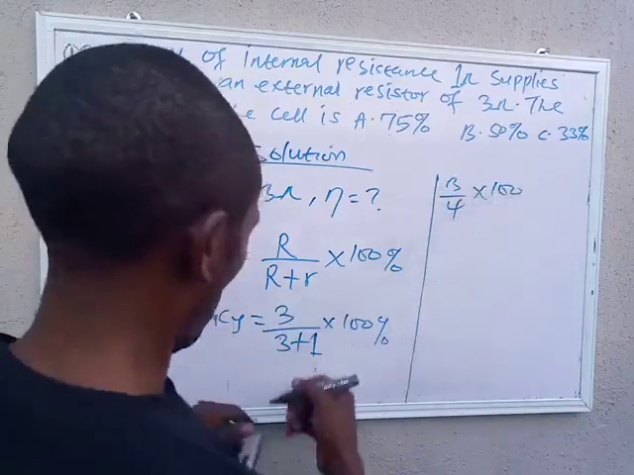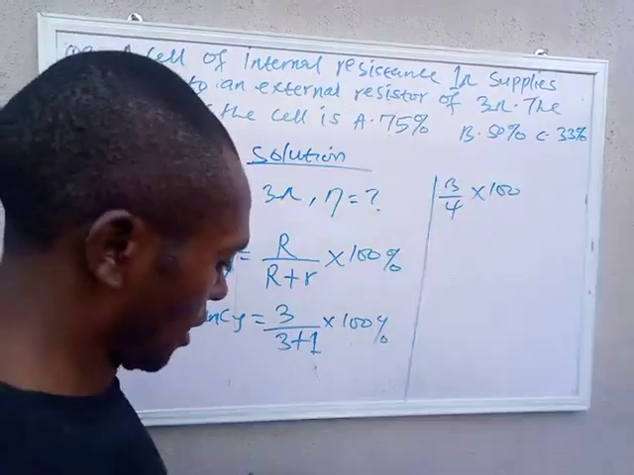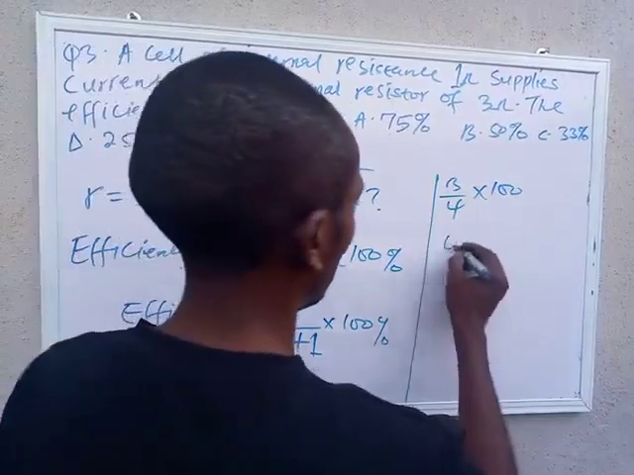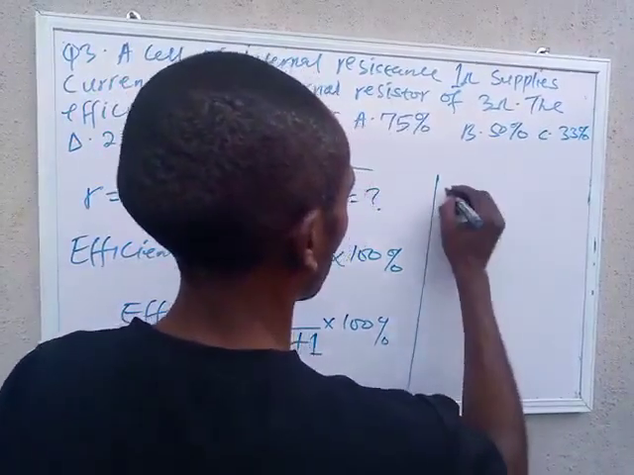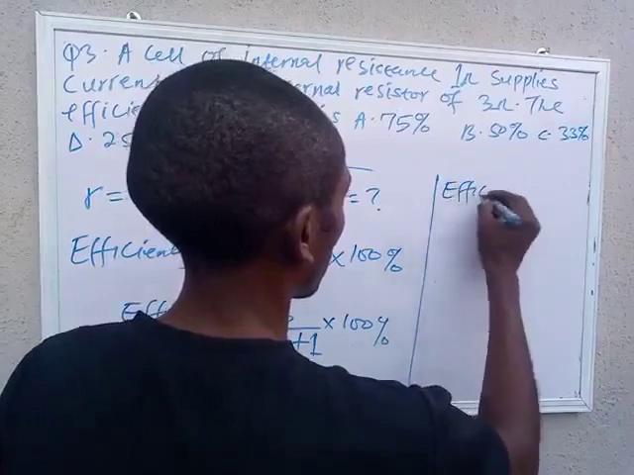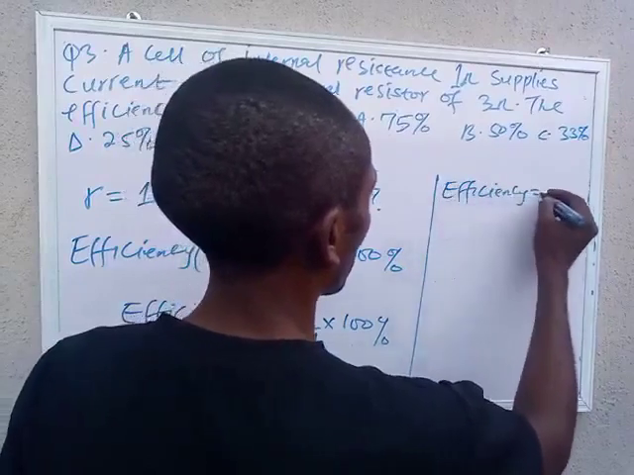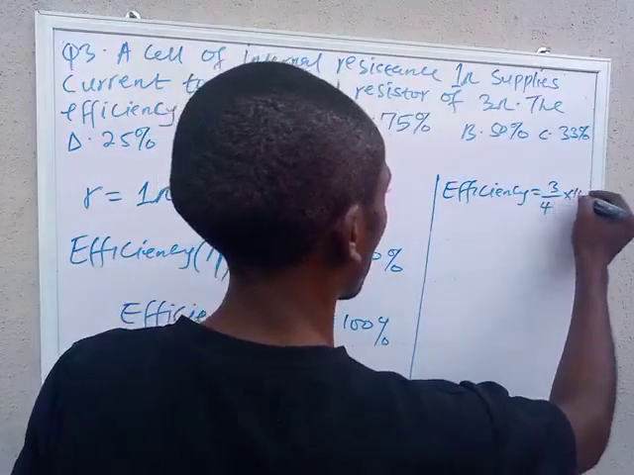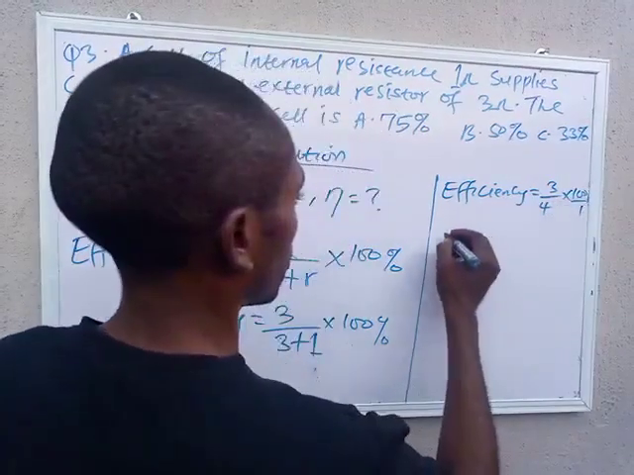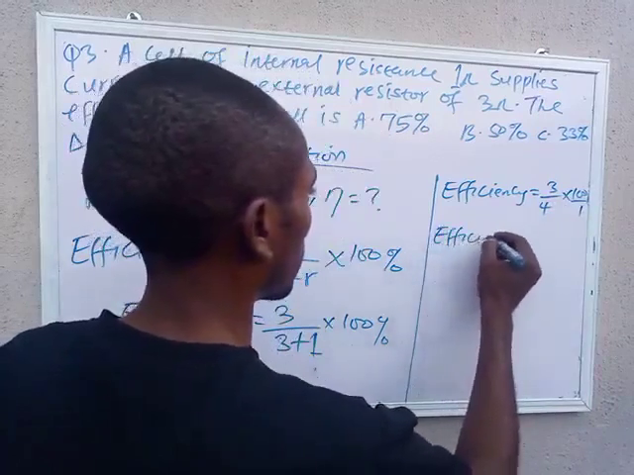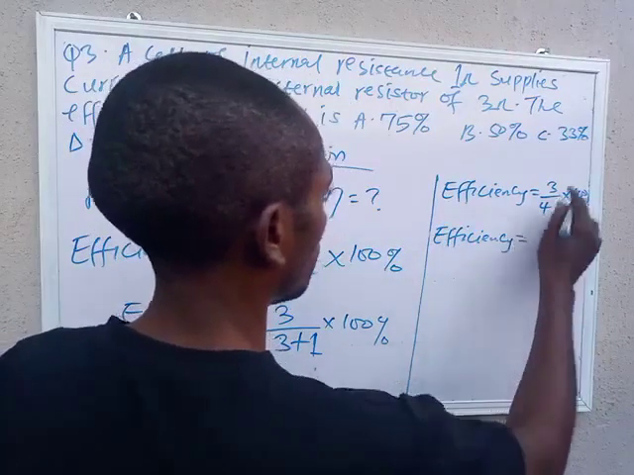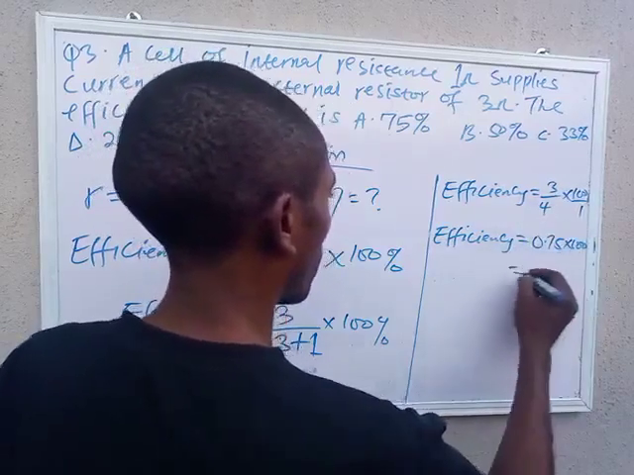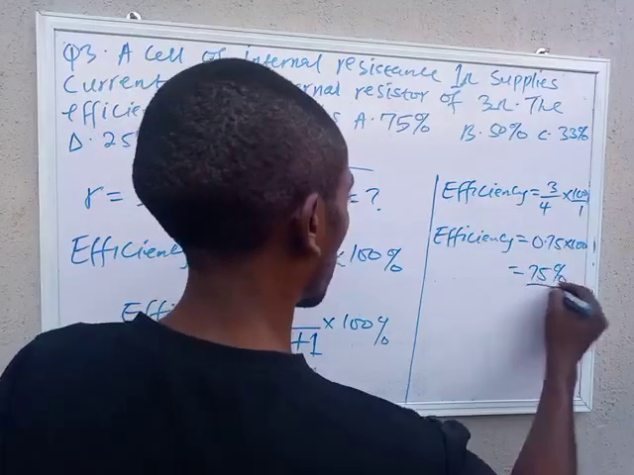Now what we'll do is this: we divide and then multiply. So we have 3 divided by 4 will give us 0.75. Our efficiency is equal to 3 over 4 times 100, let's put it over 1. So we have efficiency is going to give us 0.75 times 100, which is 75%.